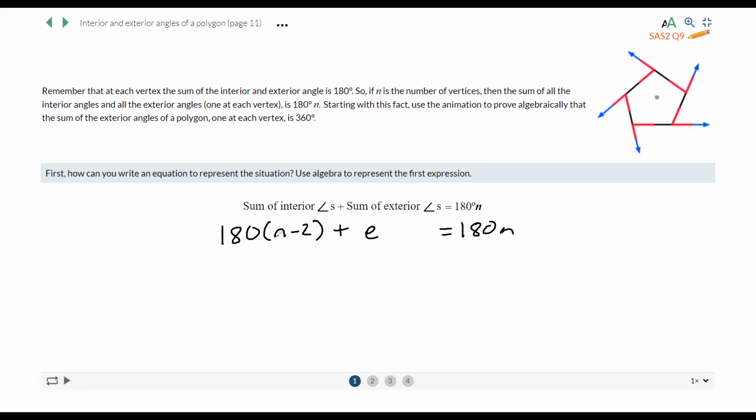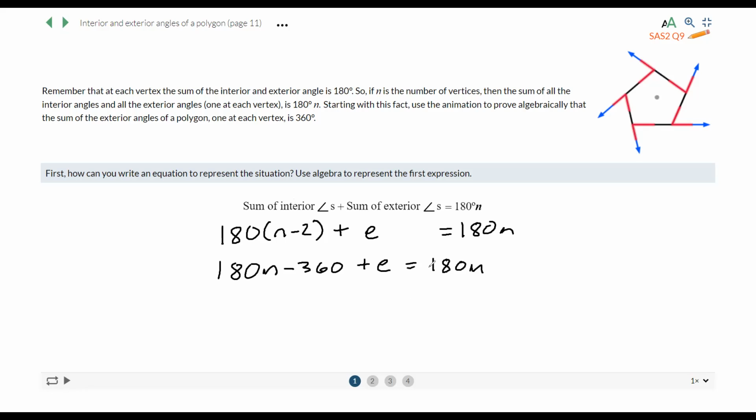How am I going to do that? I need to start by simplifying some stuff, right, to get things easier to move around. So to simplify here, 180 times n minus 2, I'm going to distribute. I'm going to distribute this, if you remember that from maybe middle school or algebra class. So 180 times n is 180n, right? 180 times 2 is 360, but it's subtracting that, right? So it's minus 360 plus e equals 180n.